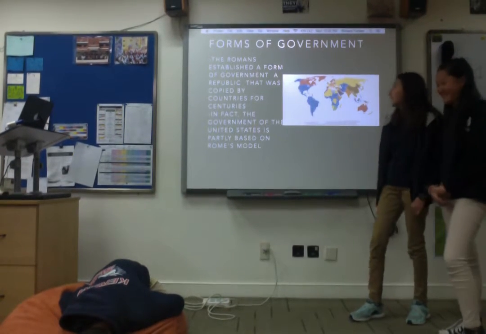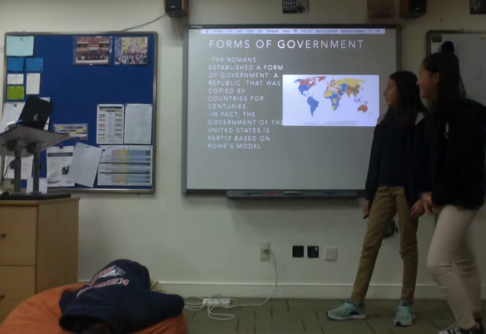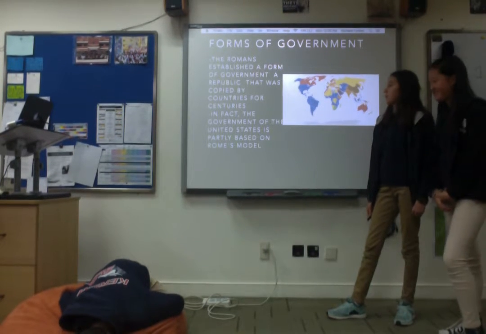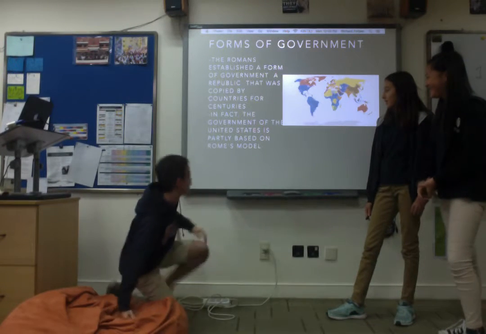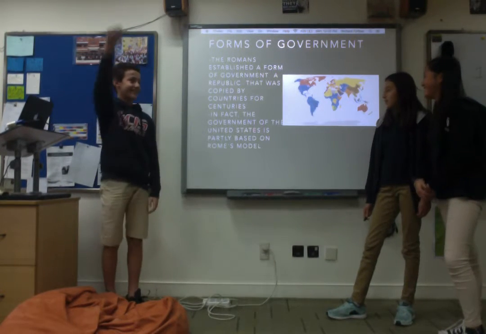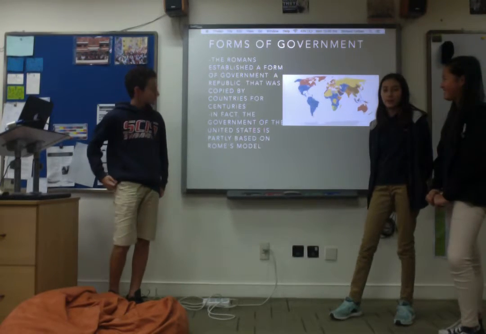Forms of government. The Romans established a form of government, a republic, that was copied by countries for centuries. In fact, the government of the United States is partly based on the Roman model.